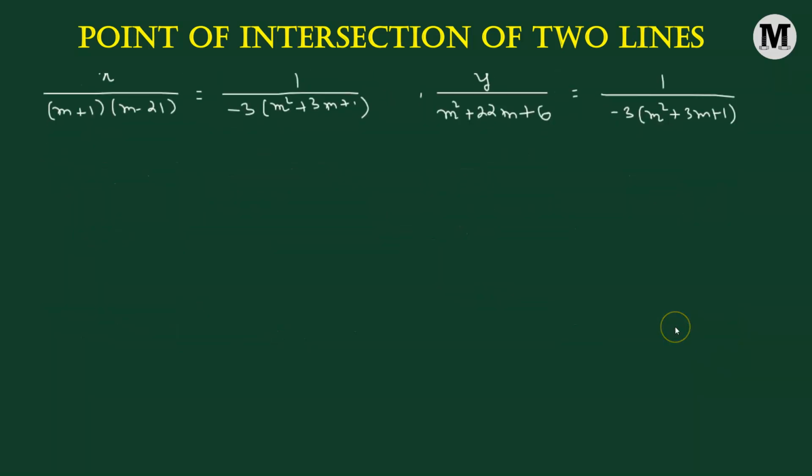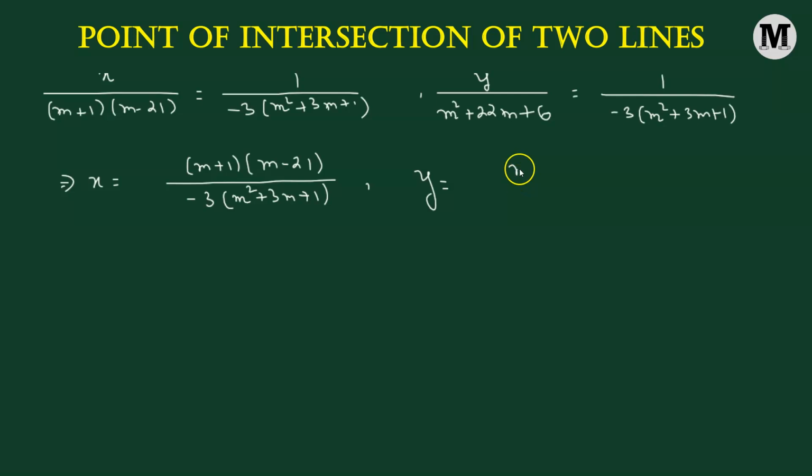Now let's find the value of x. This implies x must equal (m plus 1)(m minus 21) divided by negative 3 times (m squared plus 3m plus 1). And y equals (m squared plus 22m plus 6) divided by negative 3 times (m squared plus 3m plus 1). So we have now obtained the point of intersection of the two lines.